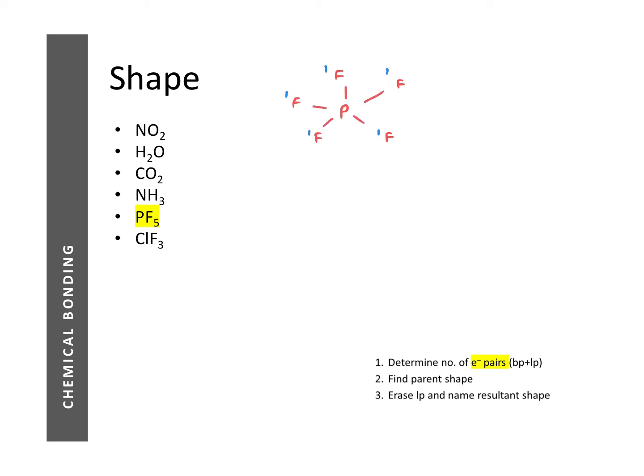Step number 4, form the bonds to the central atom. Step number 5 is to find any remaining electrons. For determining the shape, we are only interested in the central atom. So phosphorus has already used up all 5 electrons. There are no remaining electrons. So this is the Lewis structure of phosphorus pentafluoride. There are 5 electron pairs around the central atom. All of them are bond pairs. So we call this trigonal bipyramidal.